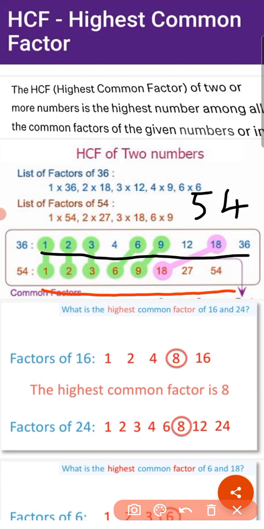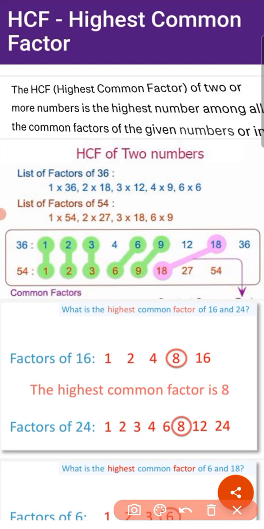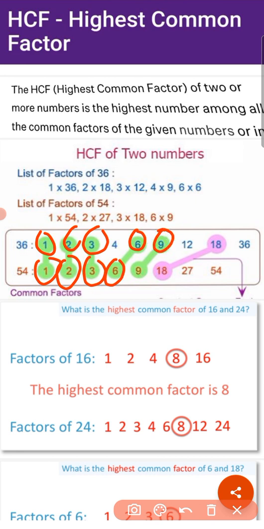Common factors. Here 1, 2, 3, 6, 9, 18 are the common factors. The factors which are common in both numbers: 1, 2, 3, 6, 9 and 18.